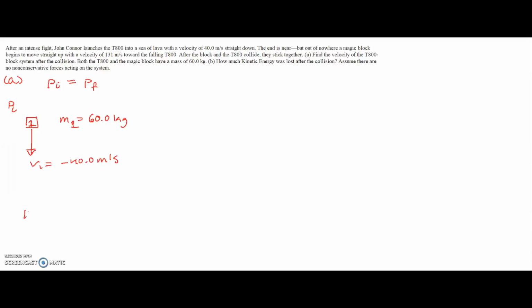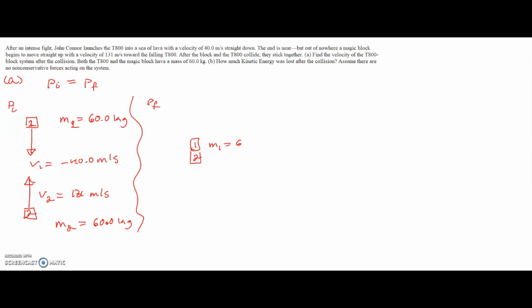And now, there's also a magic block, or object 2, which also has a mass of 60 kilograms. And it's going straight up with the velocity of 131 meters per second. And so after the collision, we know that the two blocks stick together and that they should be moving both together, same final velocity, in the positive upwards direction.